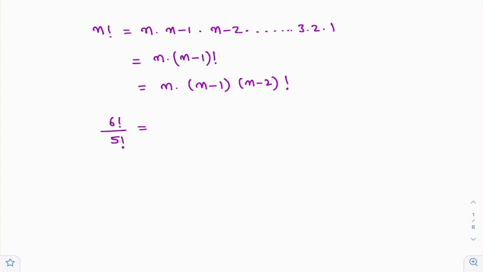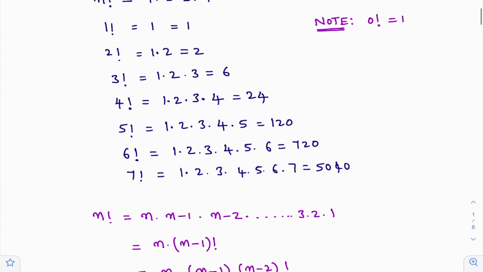Suppose you need to calculate 6 factorial divided by 5 factorial. How will you write it? The 6 factorial can be written as 6 into 5 factorial. In the denominator 5 factorial, this 5 factorial will get cancelled. So this is 6. You can write like this. I hope you understand this regarding factorial.